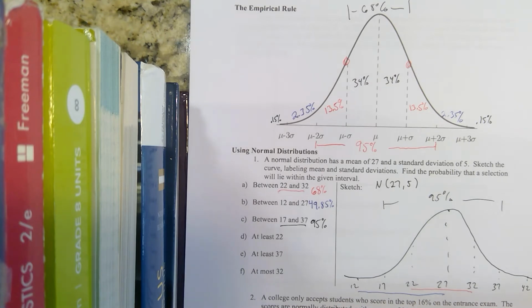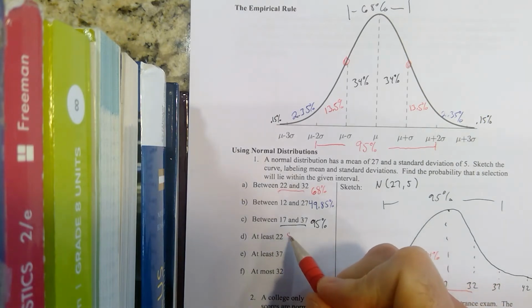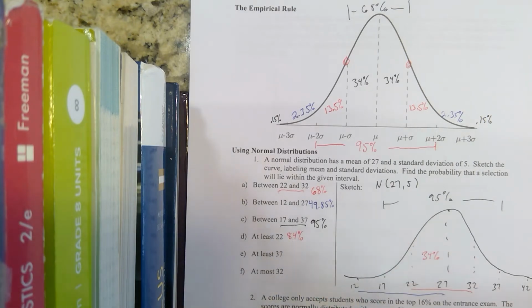Okay, next, I'm out of colors. Go back to red. So at least 22, that means 22 or more. So the simple way to do that is, well, from here over is 50%, and then I've got another 34% right there. So I would say 50%, right, the upper half, plus the 34%. So that would give me 84%.